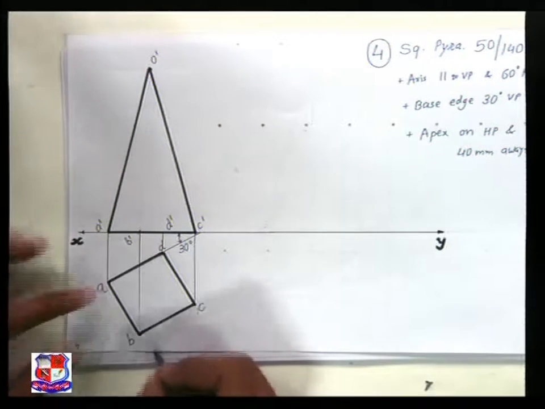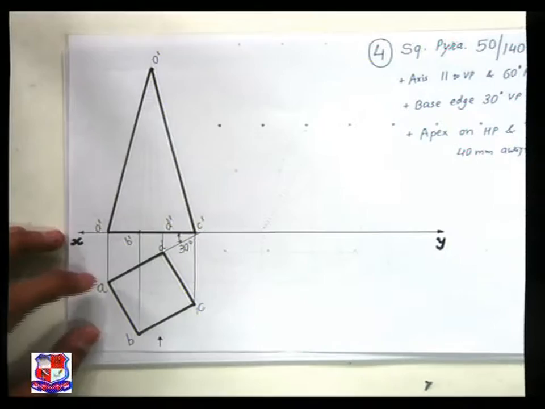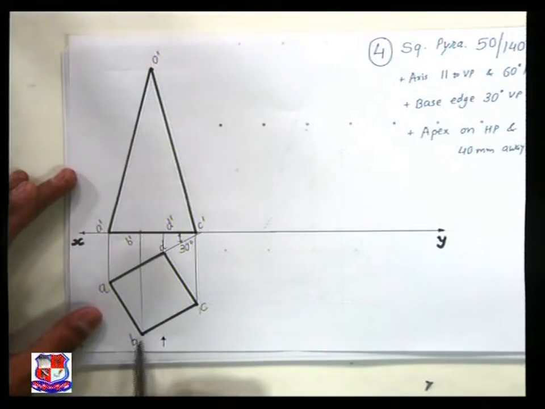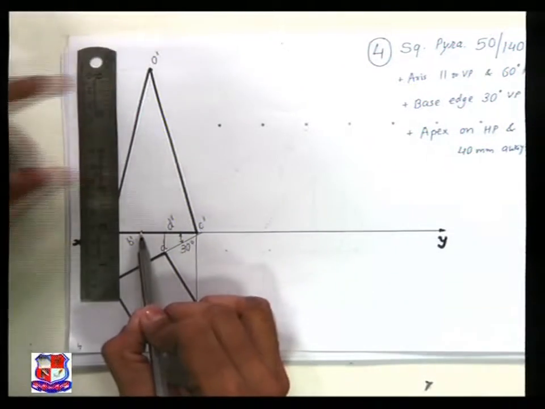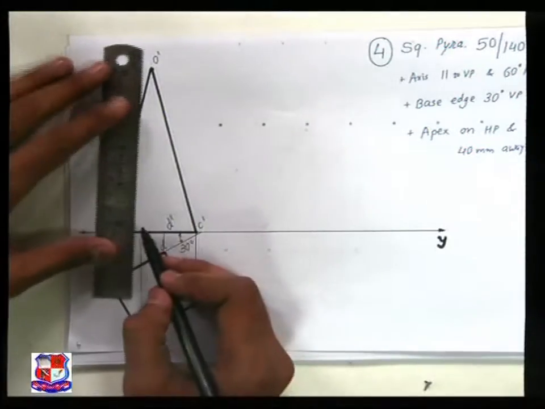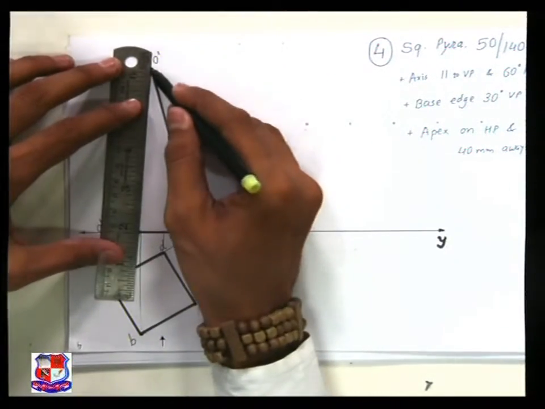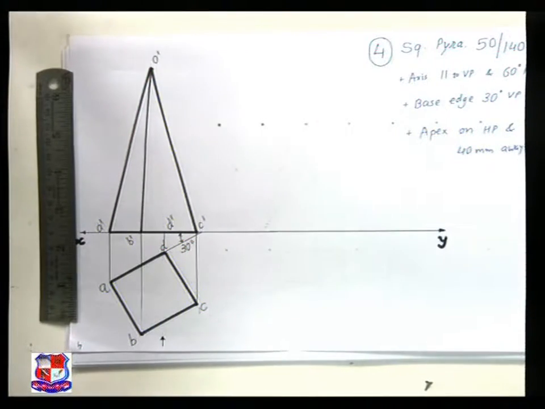Now if we are looking from this side, somewhere here, from front, this is the front view. So B is visible, hence this B point or B dash point should be joined with the apex point with a full line like this, because it's visible. So O dash to B dash would be visible, right?